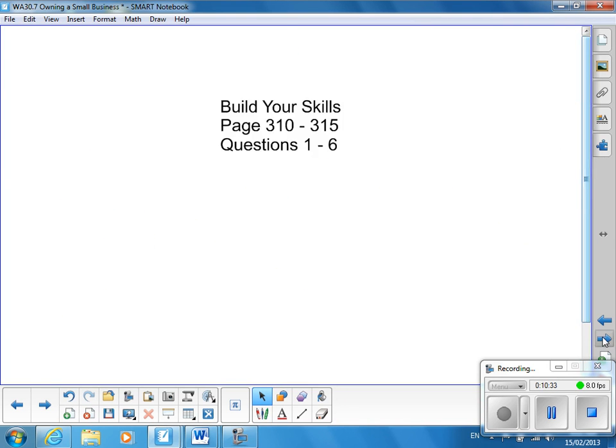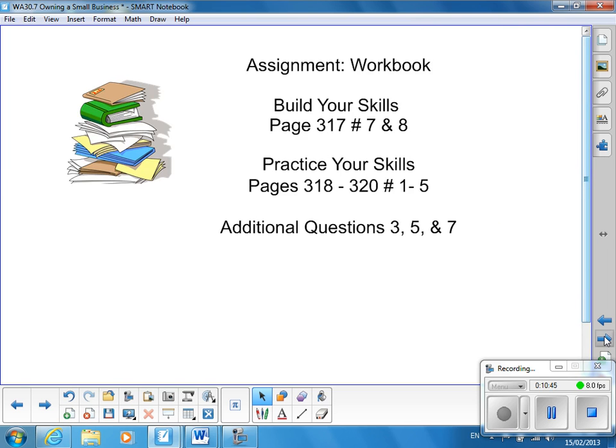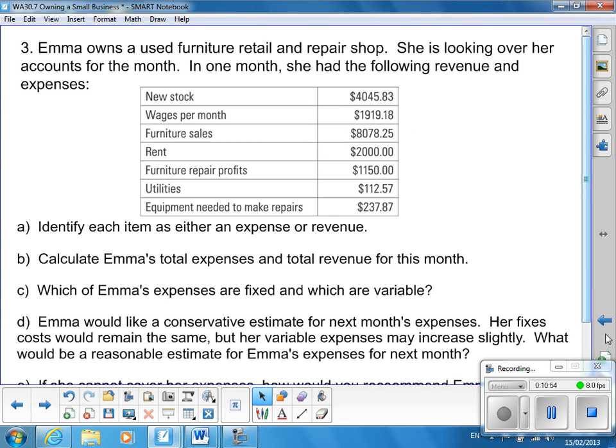All right, I want you to work on some build your skills questions, 1 to 6. When you're comfortable with that material and you have corrected them, making sure you check the answer key, you can move on to some more build your skills questions, practice your skills, and 3 additional questions that are attached to the Smartboard slide. Question 3 is Emma's owning a used furniture retail and repair shop.